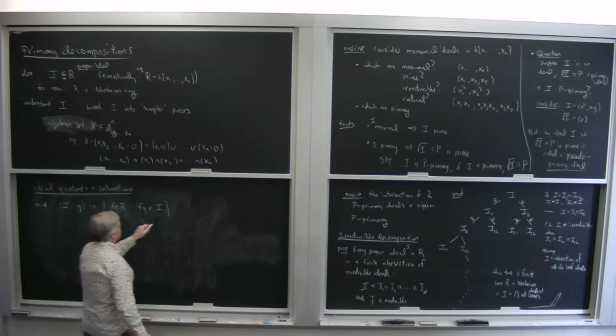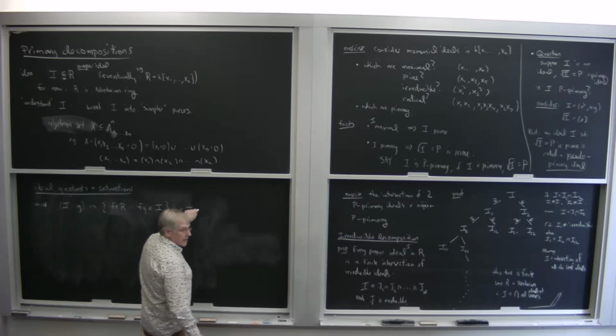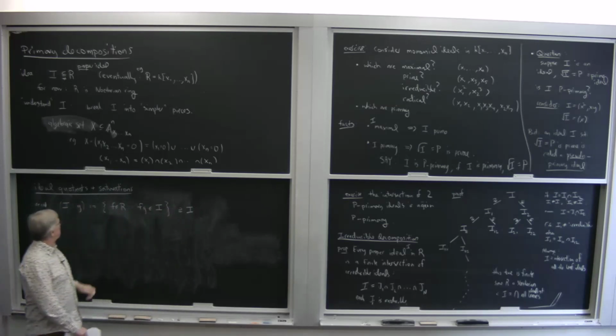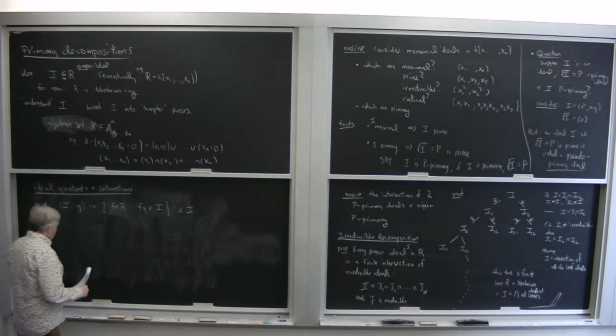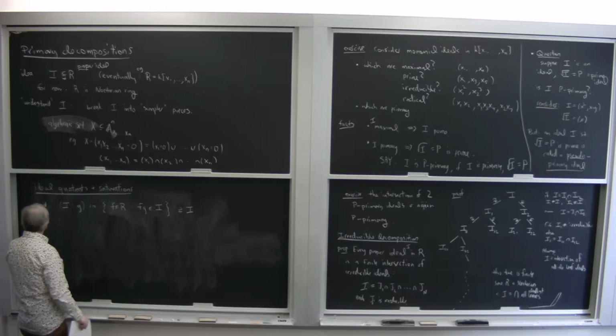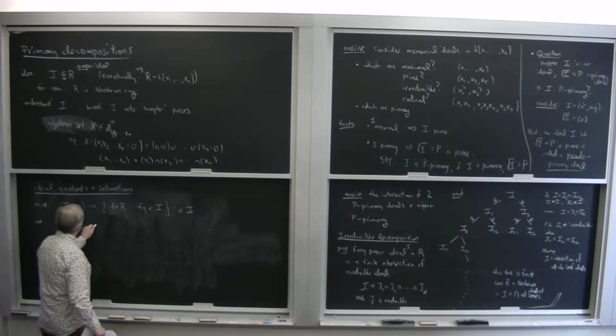So this is certainly an ideal containing I, right? Because once F is in there, I multiply by G, it's still in there. That's fine. So note that we have that I is contained in I colon G.